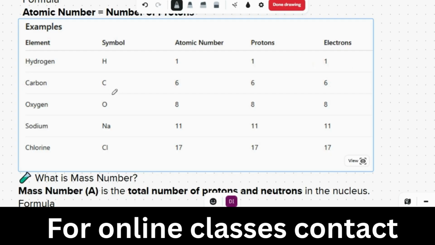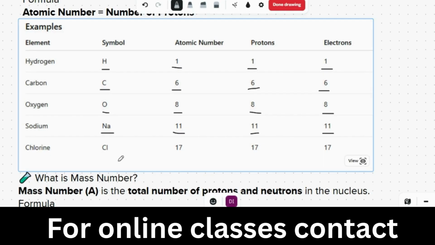An example is hydrogen, whose symbol is H. Atomic number is 1. It has one proton and one electron. Whereas carbon, symbol C, has atomic number 6, which means it has 6 protons and 6 electrons. That is the same for oxygen, O. It has atomic number 8, so 8 protons and 8 electrons. Sodium, symbol Na, has atomic number 11, so it has 11 protons and 11 electrons.